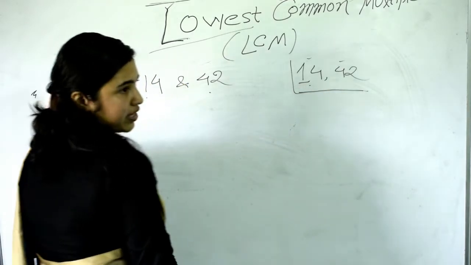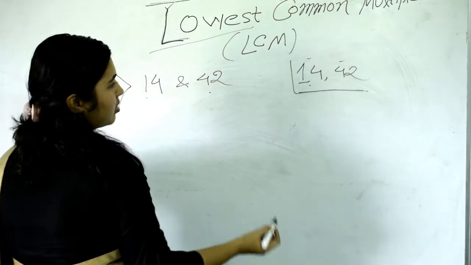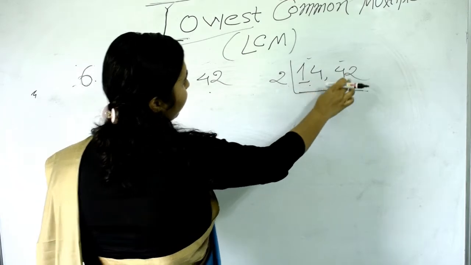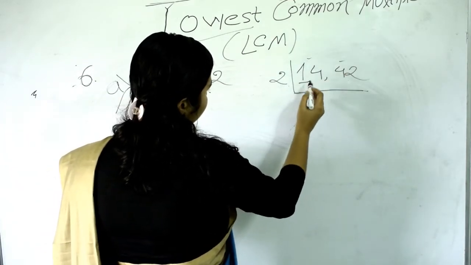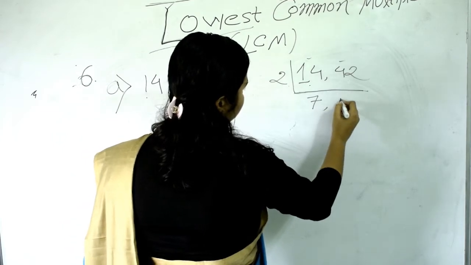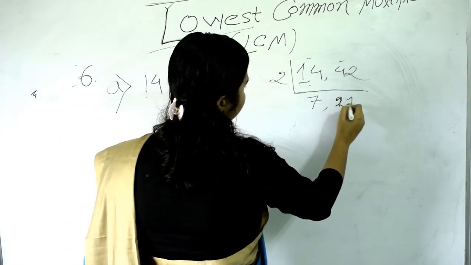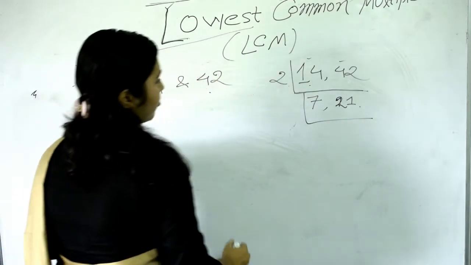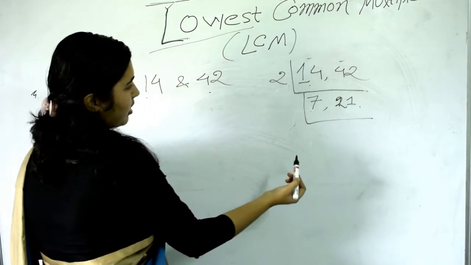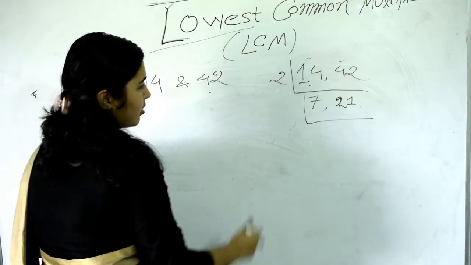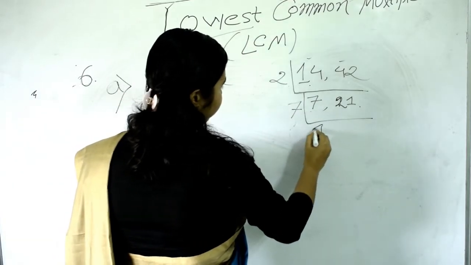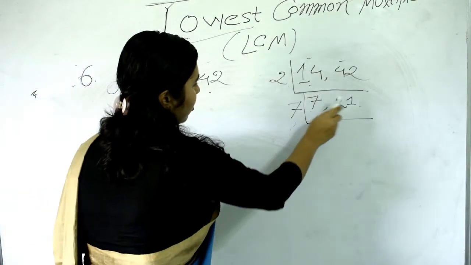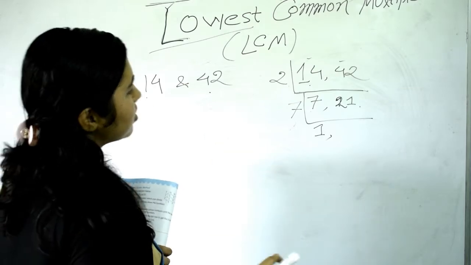Now 14 is an even number and 42 is also an even number. So the first prime number is 2, which can divide 14 and 42 also. 7, 21. Now 7 can divide 7 itself and 7 also can divide 21. That's why we are taking 7 here. We have to take one prime divisor which can divide both of 7 and 21.